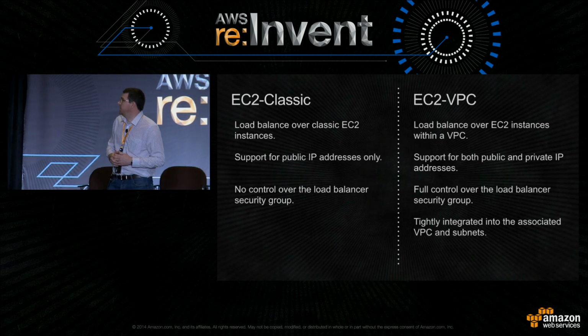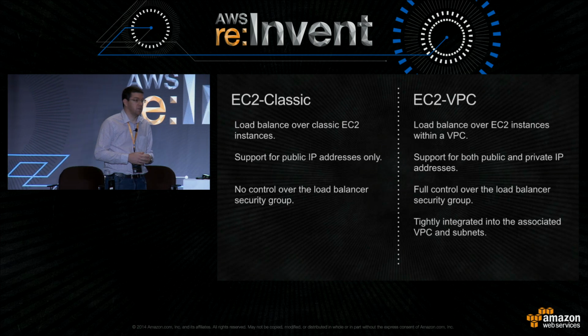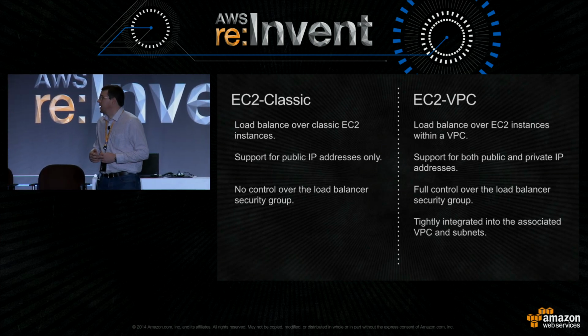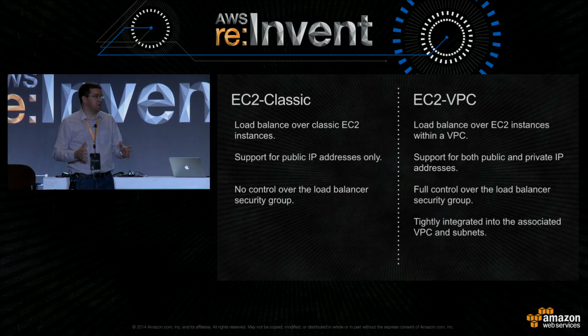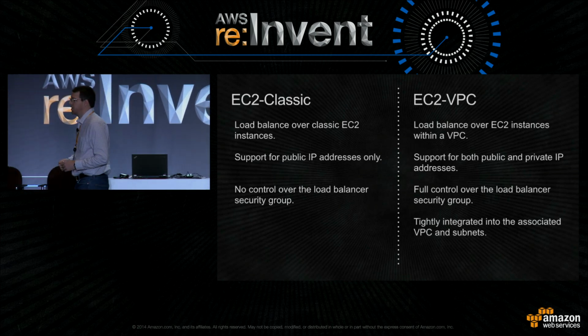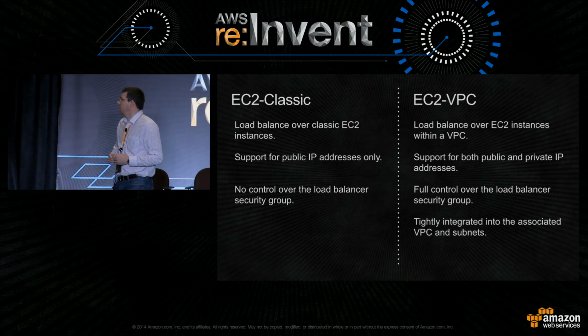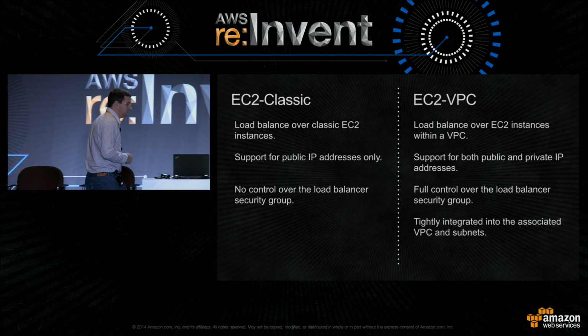With VPC, you obviously use VPC instances. Classic only has support for public IPs, so you cannot have an internal private load balancer, which you can have with VPC. And then there's no control over load balancer security groups in Classic. So in Classic, you open up port 80, it's open to the world. With VPC, if you decide you only want to open up port 80 to a very specific CIDR group, you can do that. And then it's also tightly integrated with VPC on the VPC side.